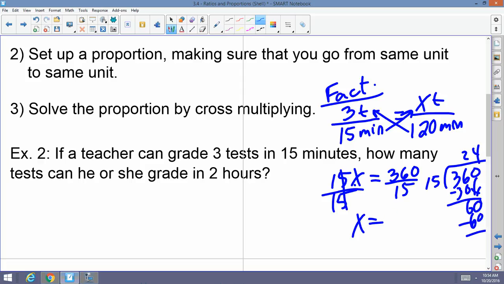So 24 tests. So I can grade 24 tests in 2 hours. That's the power of proportions.